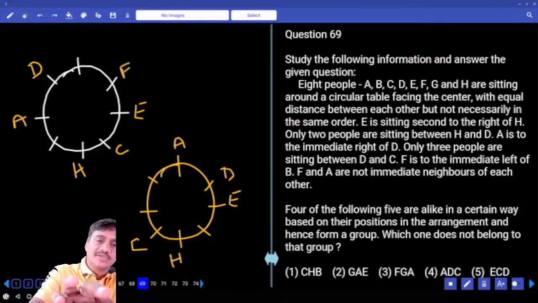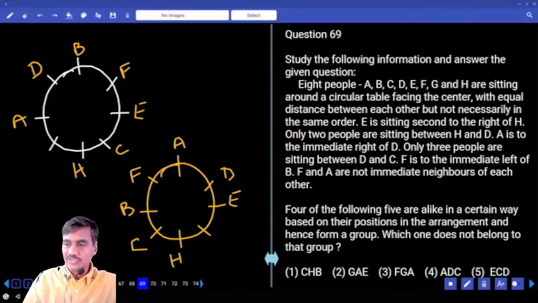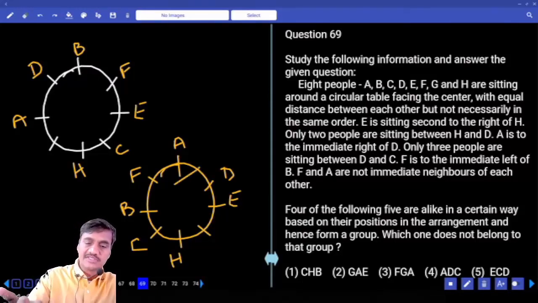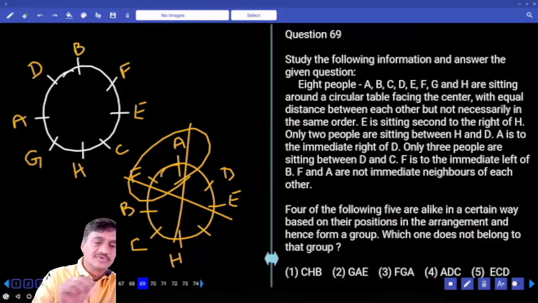F is here and B is here. Now here again F is to the immediate left of B. F and A are not immediate neighbors to each other. In the second case, F and A are adjacent, so this is ruled out, and we are left with only the first case. A, B, C, D, E, F, and G is the person left over.